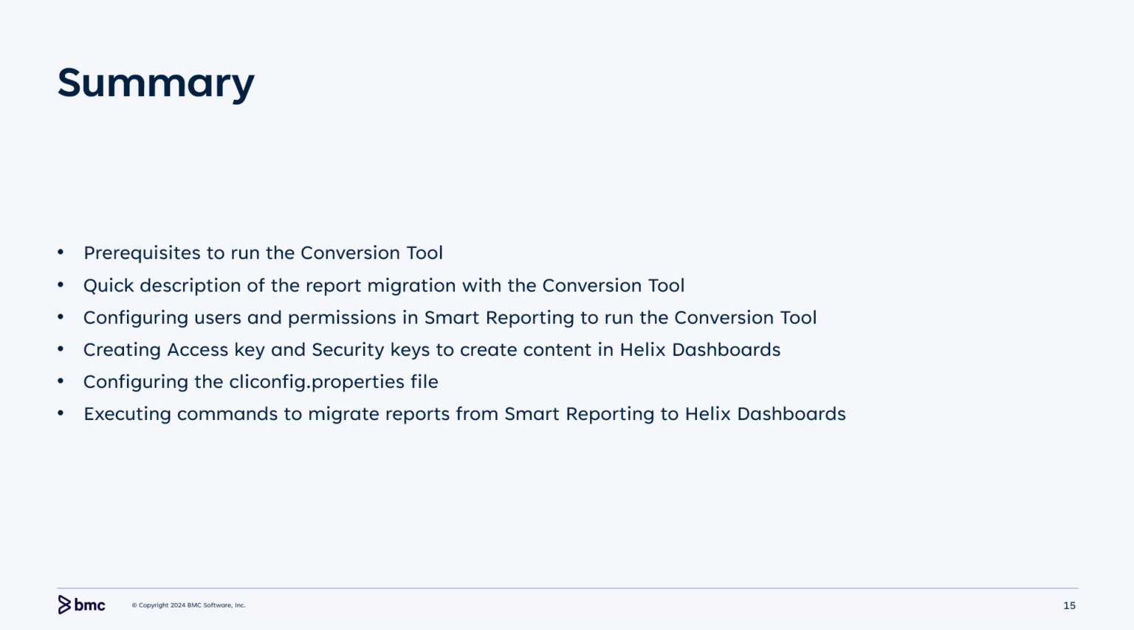Now let me quickly wrap up. First, we covered planning report conversion, including meeting the prerequisites and an overview of how the tool works. Second, we covered configuring the conversion tool with the parameters from Smart Reporting, Helix dashboards, and Helix portal, and getting those parameters in the cliconfig.properties file. Recall I demoed those steps because getting the parameters correct is key to a successful conversion experience. Finally, I provided more detail and demonstrated how to perform the report conversion.